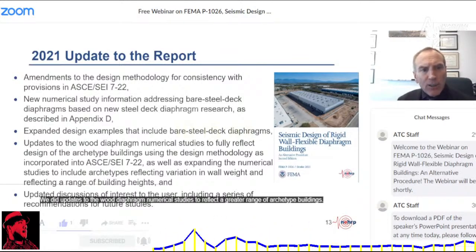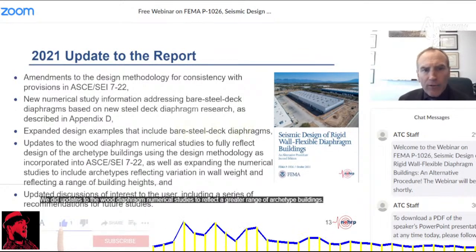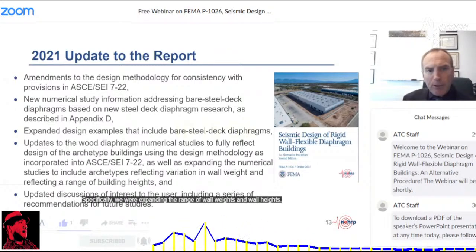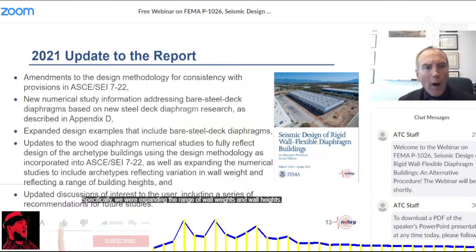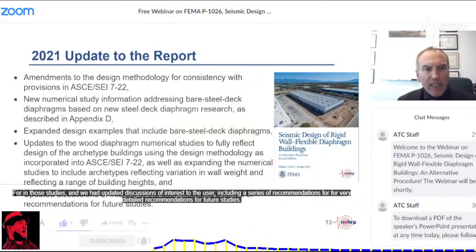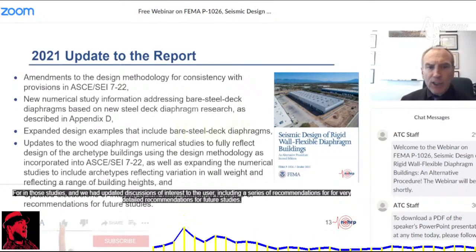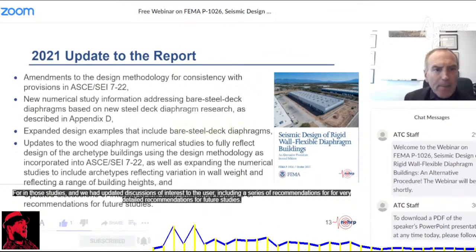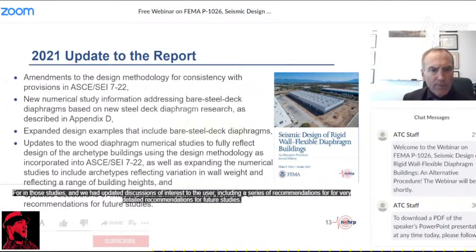We did updates to the wood diaphragm numerical studies to reflect a greater range of archetype buildings. Specifically, we were expanding the range of wall weights and wall heights in those studies. And then we had updated discussions of interest to the user, including very detailed recommendations for future studies.